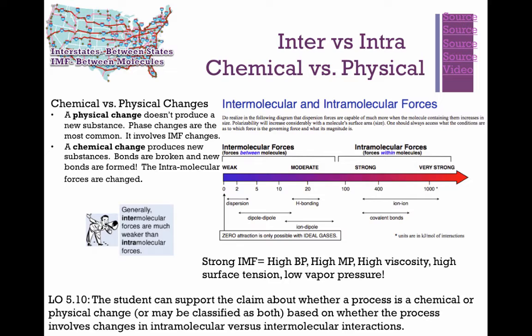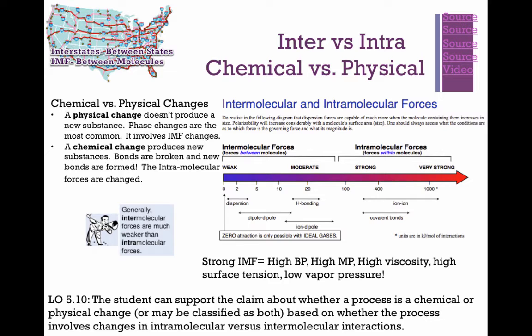And so a physical change involves intermolecular forces. When you boil water, you are breaking hydrogen bonds, not covalent bonds. You would have to run electricity through water to break the covalent bonds. That's a chemical change. You're changing water. So chemical change is when you're looking at intramolecular covalent bonds. Intermolecular forces are going to be much weaker, easier to break.